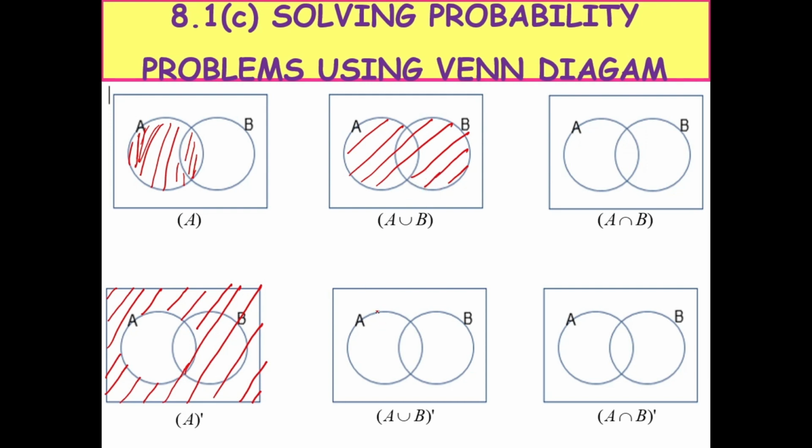Now let's look at A union B prime. We have the opposite of A union B. So you have to know to shade the opposite of what we just did, which is everything on the outside of the two circles.